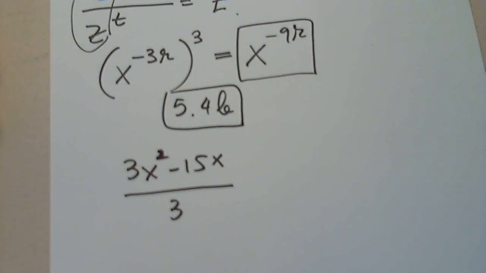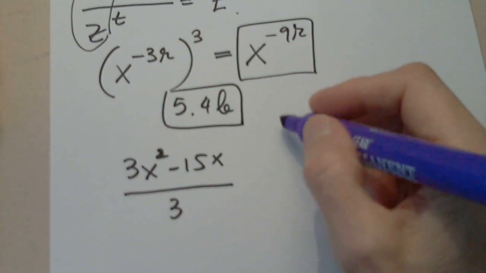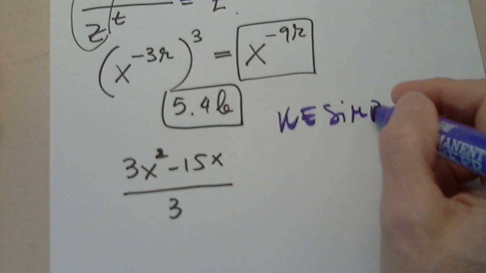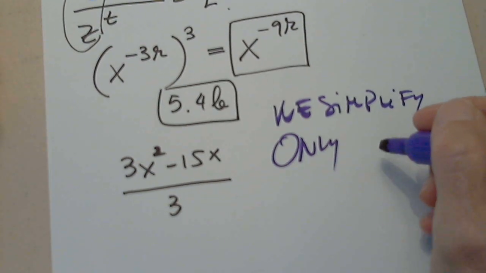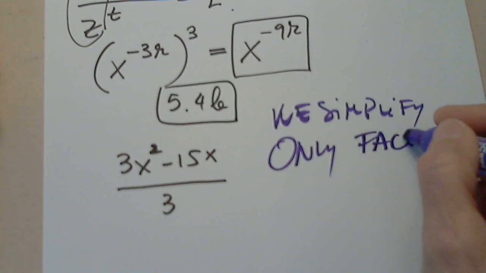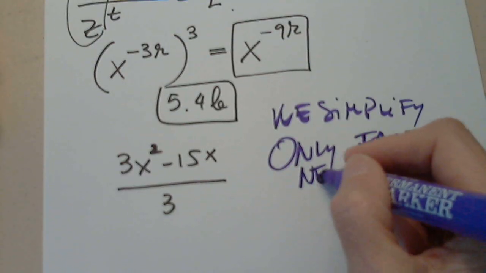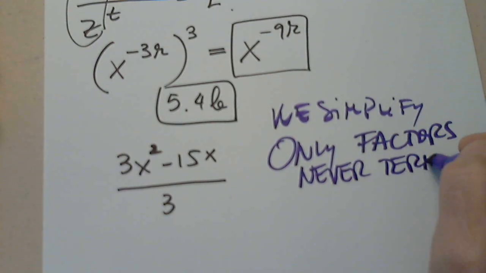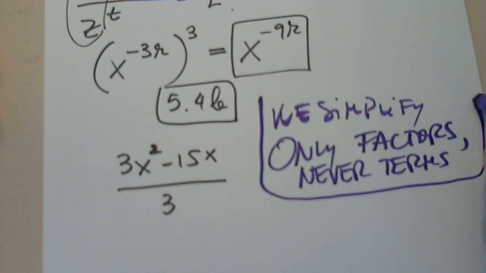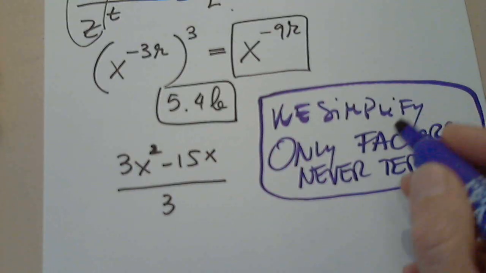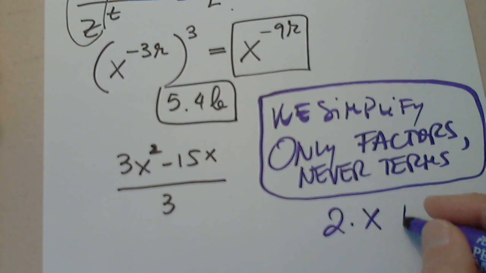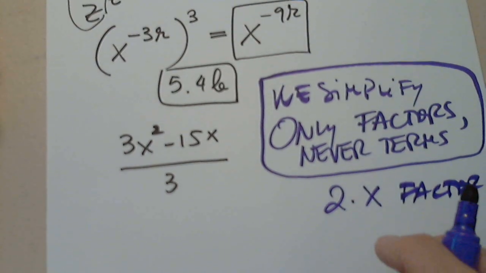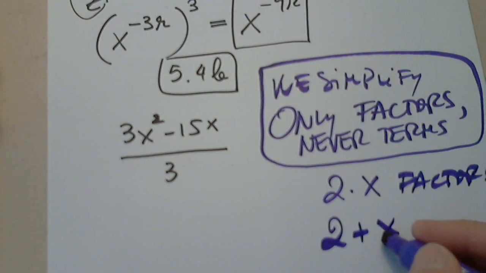A long time ago, we wrote something very important. I'm going to write it again. We simplify only, anybody remembers? Factors, comma, never terms. We simplify only factors, never terms. Factors are quantities that are multiplied. Terms are quantities that are added or subtracted.